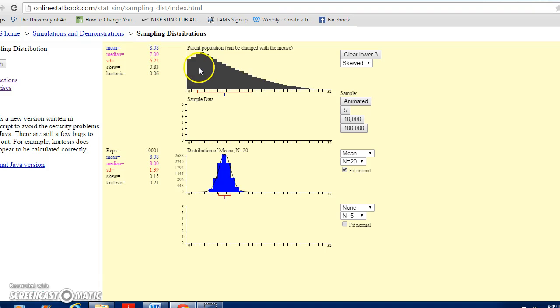If we have a look here at our parent population, we notice that the mean is 8.08, and the mean here is 8.08 as well. That's for our sample size of 20, but say we had a sample size of 5, we notice that it's 8.10. If we have a sample size that goes up to 25, we notice that it's 8.10 as well. So this is demonstrating that the mean of our sample means, or the mean of the distribution of sample means, is very similar to the mean of our population.